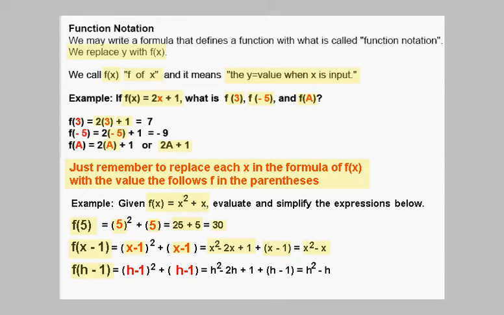So let's try f of h minus 1. In f of h minus 1, we plug h minus 1 in each place where there's an x. We get h minus 1 quantity squared plus an h minus 1. We square out the h minus 1 and get h squared minus 2h plus 1. We add an h minus 1 to that. Then we combine like terms. The ones cancel again, and we get h squared minus h.